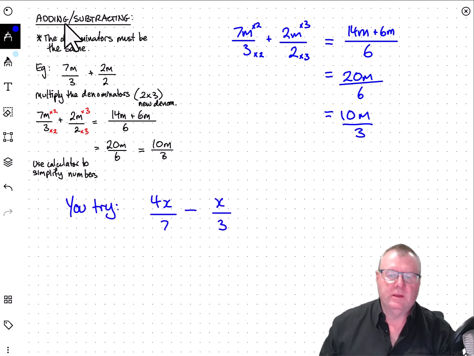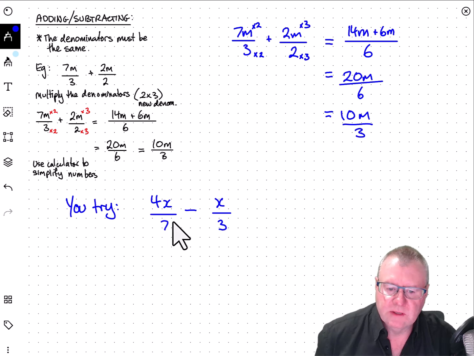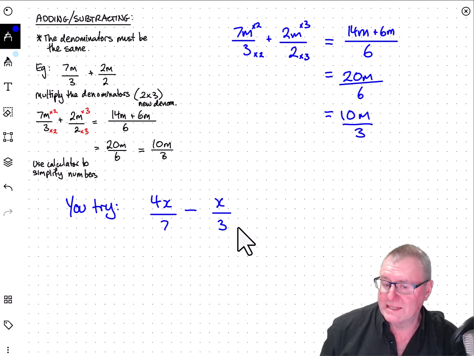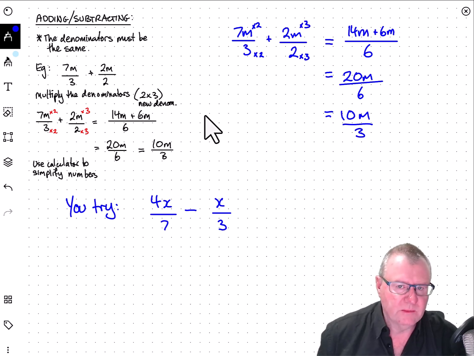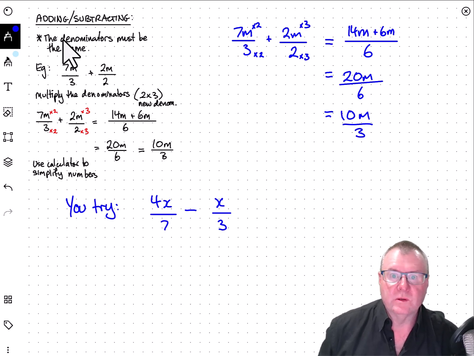Let me give you guys one to have a go at. 4x over 7 minus x over 3. The denominators are not the same, so you're going to have to do a bit of modifying. I'm going to pause it, let you have a crack at it, and then you can come back in a minute and see if we've got the same solution. See you in a few seconds.